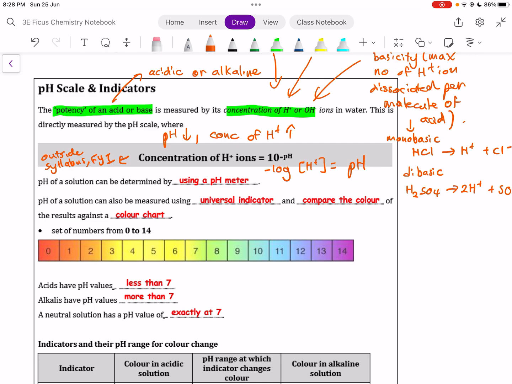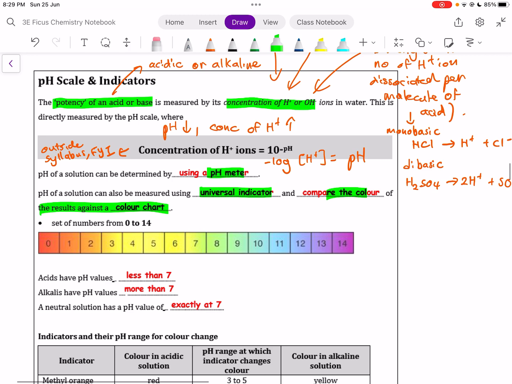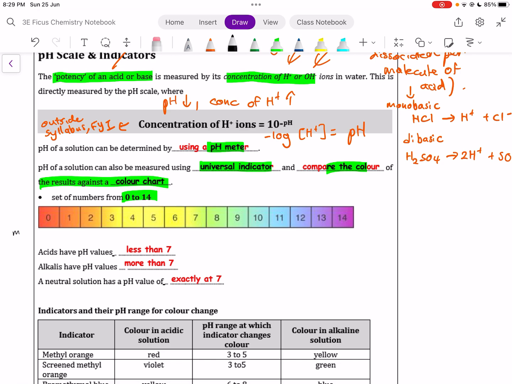The pH of a solution can be determined by using a pH meter. Usually it can also be measured using a universal indicator, then comparing the color of the results against the color chart. It is a set of numbers from 0 to 14, with 0 being the most acidic, 14 being the most alkaline, and right at 7 is neutral.